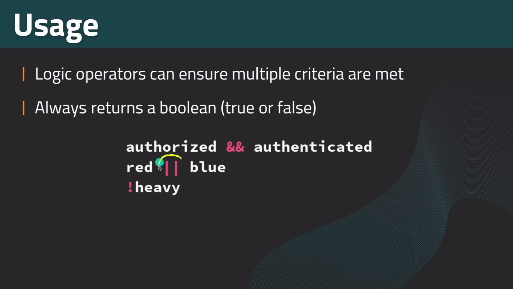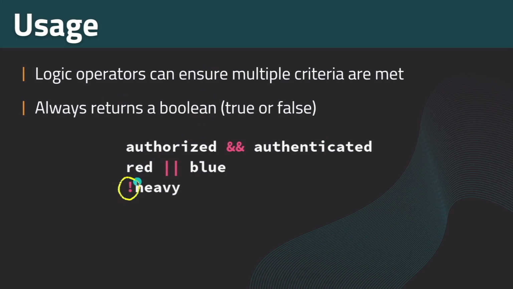Here we're using OR with the 2 bars. So if we have red or blue, if either one of these is true, so if red is true and blue is false, we're still going to get a true back. And that's because we're using OR. So we only need one of these things, and there could be many. You can keep going with as many as you want. If any one of those is true, then you're going to get a true back.